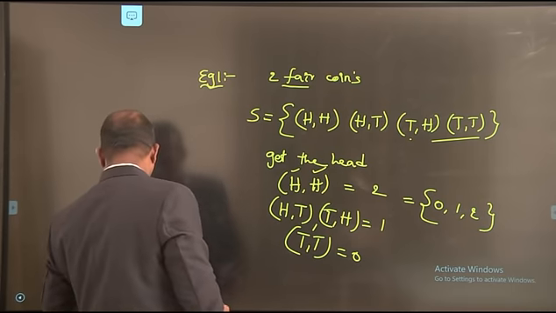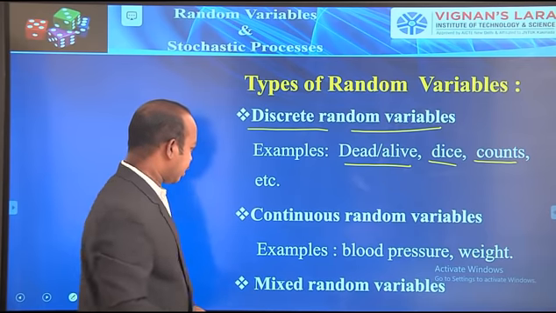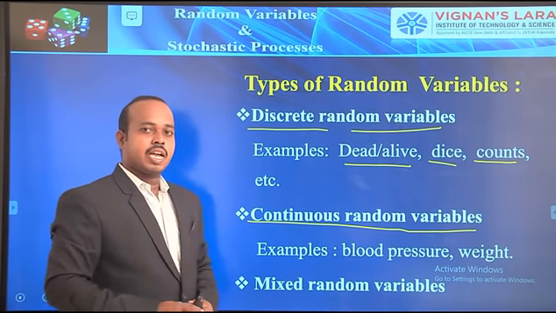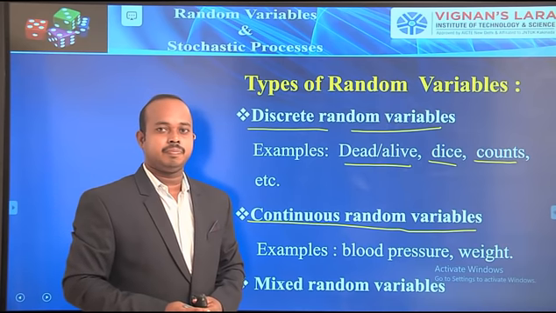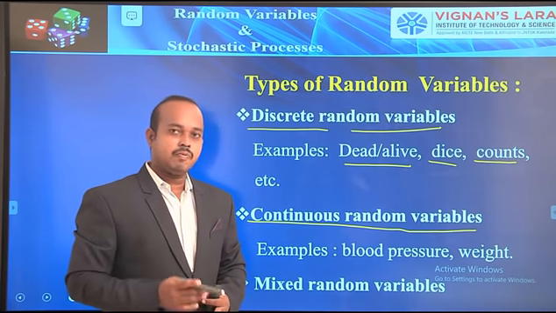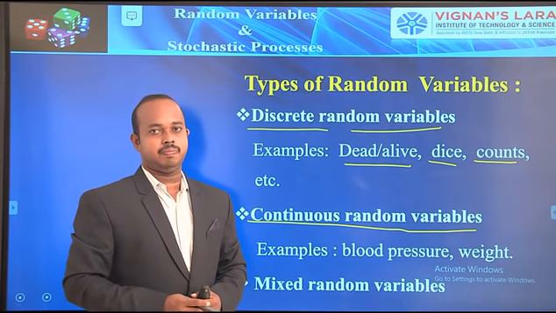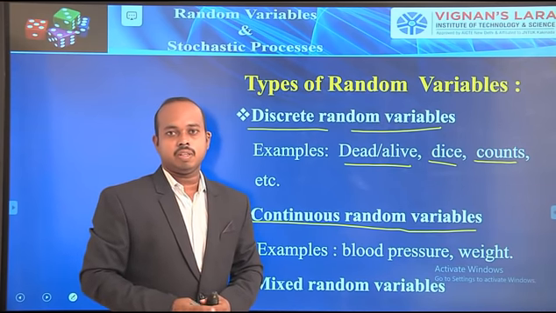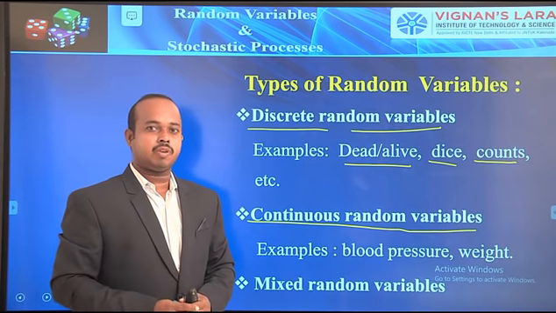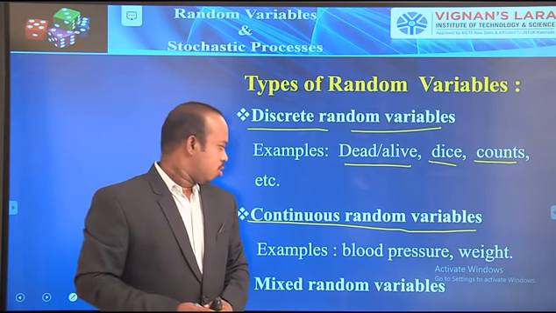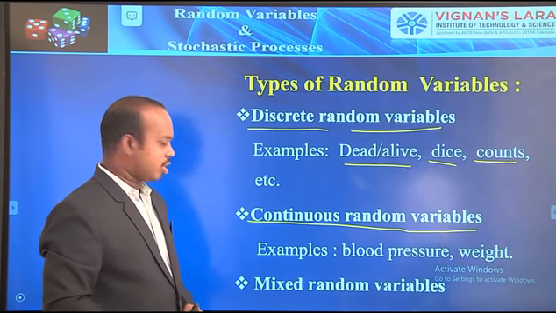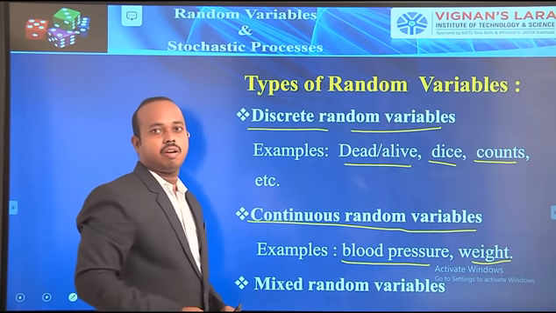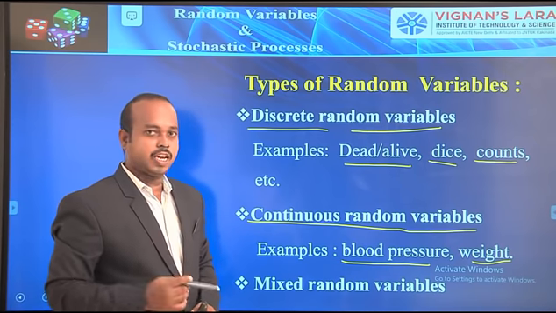Now you can see the second type, the continuous random variable. The continuous random variable is defined as having infinite values in a finite interval. Infinite values in a finite interval is called a continuous random variable. The continuous random variable is not obtained from a discrete sample space. Examples for the continuous random variable are blood pressure and weight. These vary continuously with respect to time.